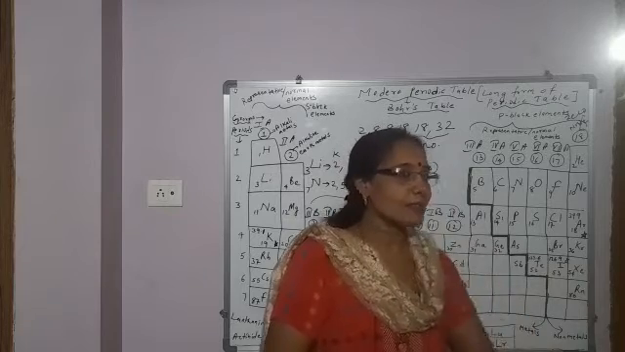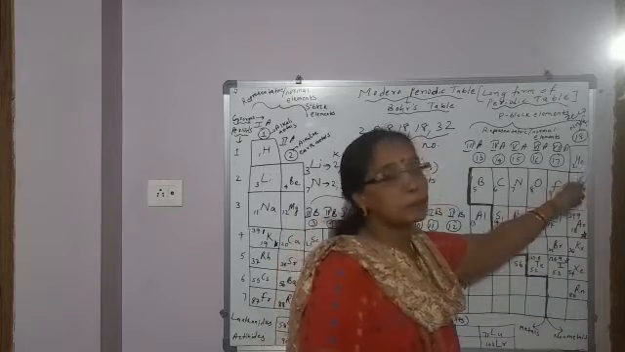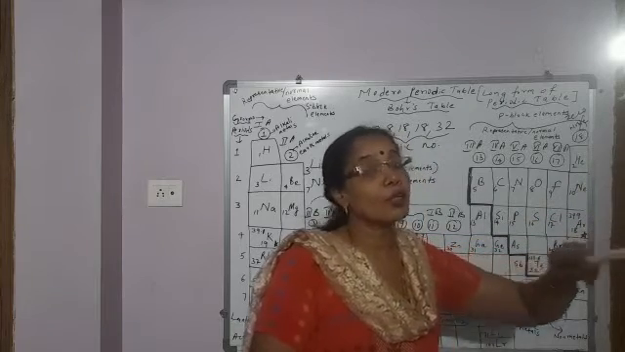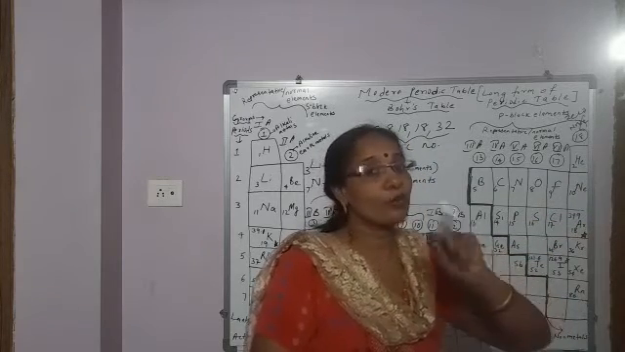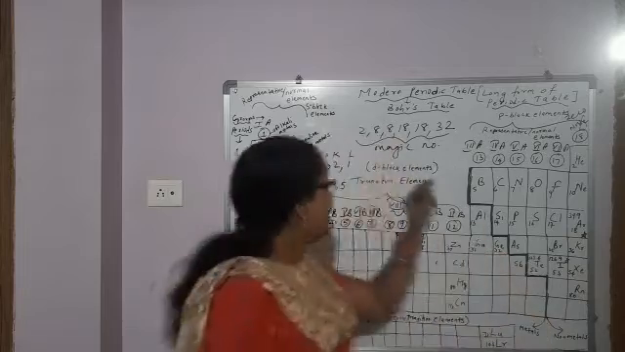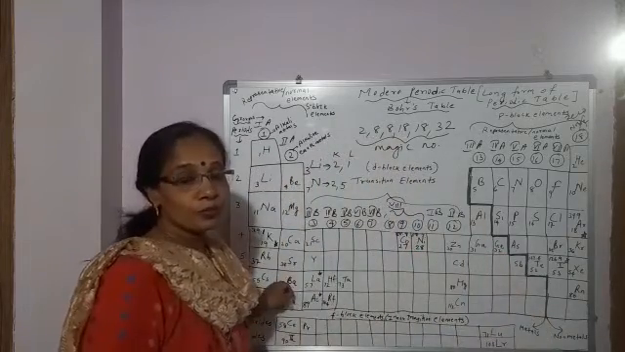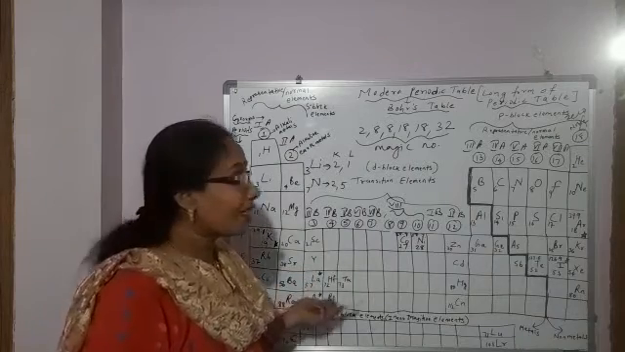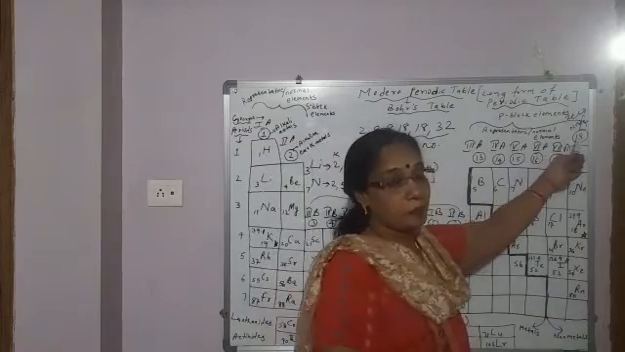Okay. And the next disadvantage is the position of helium. Helium's atomic number is 2. So how many outermost electrons? 2. If it has 2 outermost electrons, it should be placed in group 2. But it is placed in group 18.